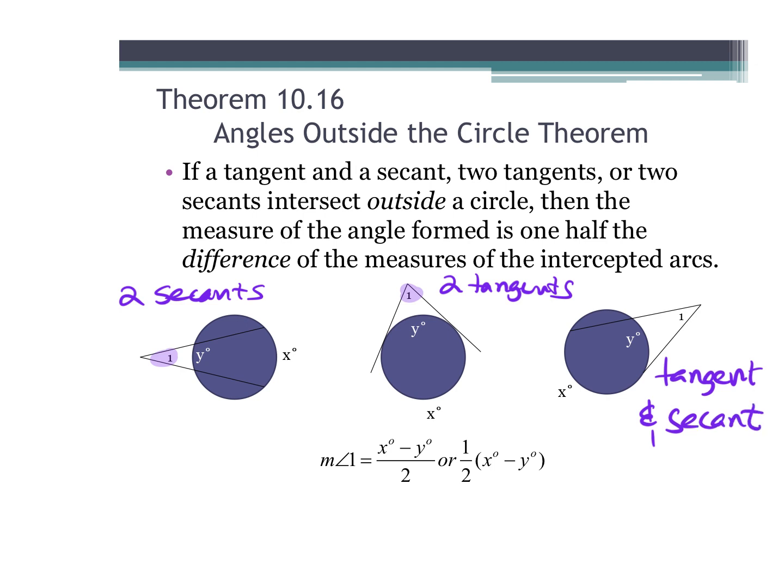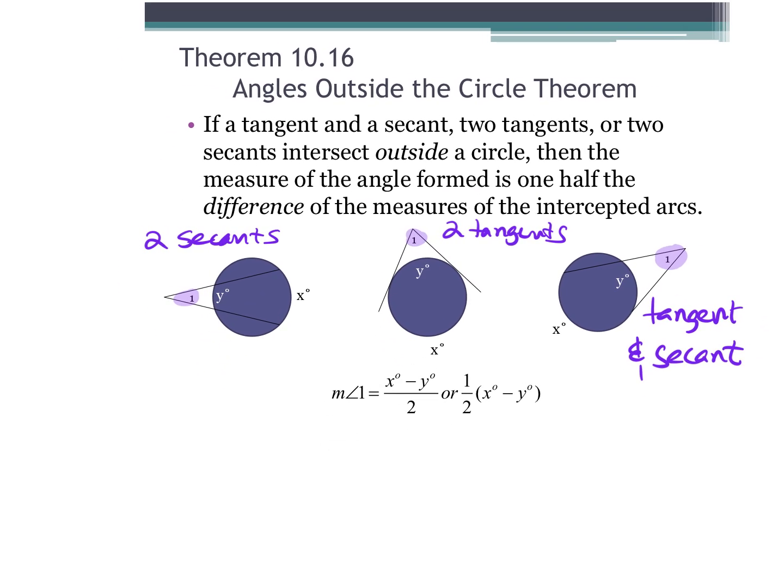So in order to find the measure of this outside angle, what I like to do, instead of referring to these arc measures as X and Y, is refer to this X over here as the big arc. It's the bigger piece, and it's furthest from the angle. So this is my big arc. And on all of these, where I see the X, this is the big arc.